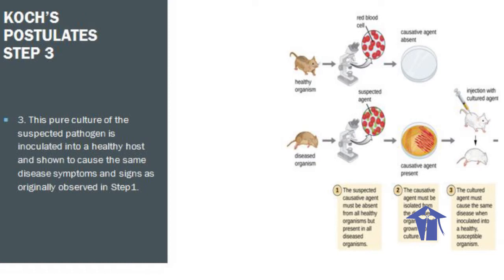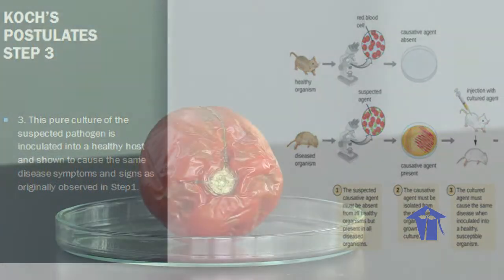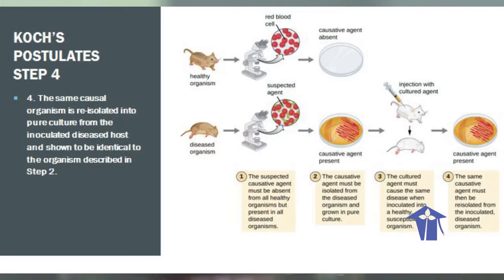Pure cultures of the isolate can then be used to inoculate a healthy host, and when incubated, that organism should show similar signs and symptoms as with our first postulate, or our first sample of the diseased organism. And finally, the causal organism from this second sample can be re-isolated in pure culture, and again, when observed using a light microscope, the morphological characteristics and features of this organism should be the same as our first organism that we would have isolated in the different stages of this lab.